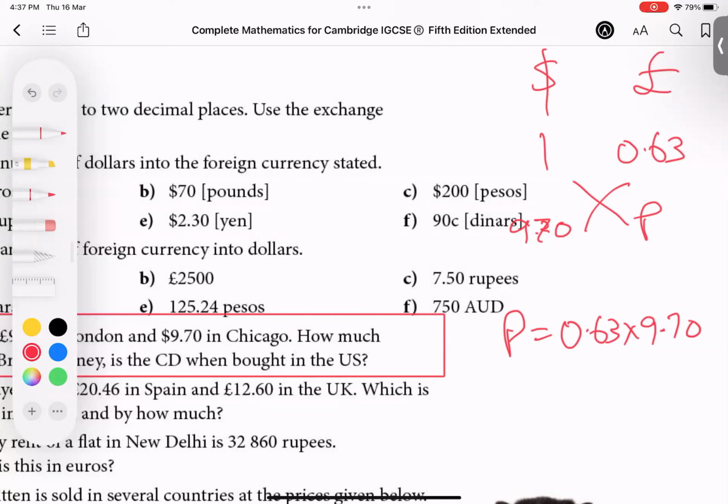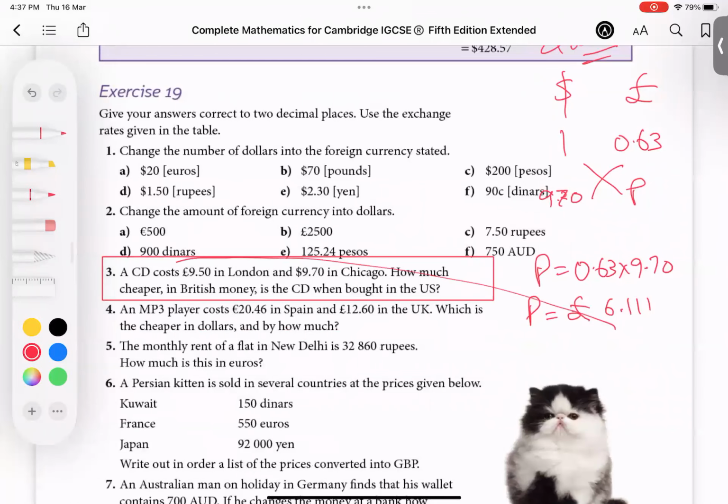And the answer I'm getting in pounds is 6.111. But I want to find the difference. Cheaper. How much cheaper? So right here, this is cheaper. Naturally, this is smaller, this is bigger. So how much cheaper? We can just subtract. So 9.50 minus 6.111. So the answer is cheaper by how much?